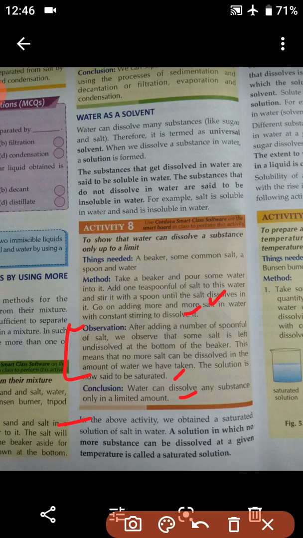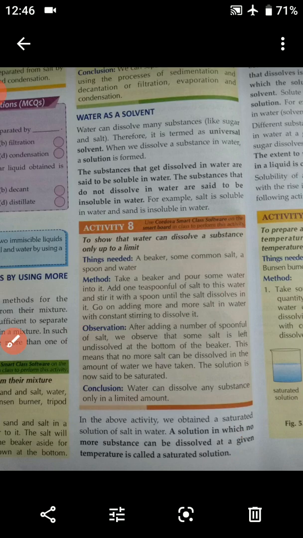A solution in which no more substance can be dissolved at a given temperature is called a saturated solution. So this definition is very important, and it says that a solution in which no more substance can be dissolved at a given temperature is known as a saturated solution.